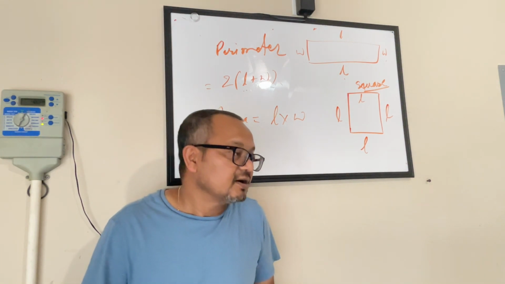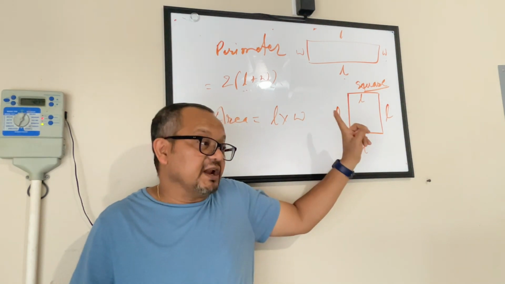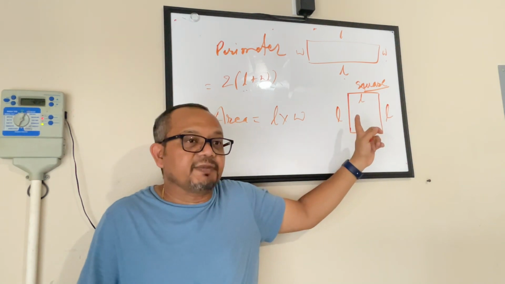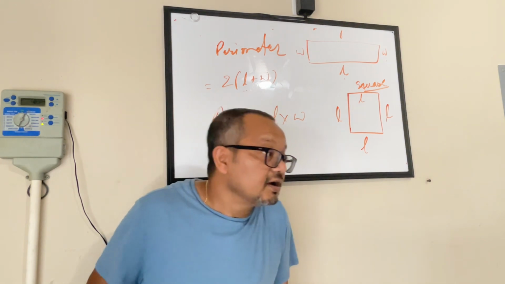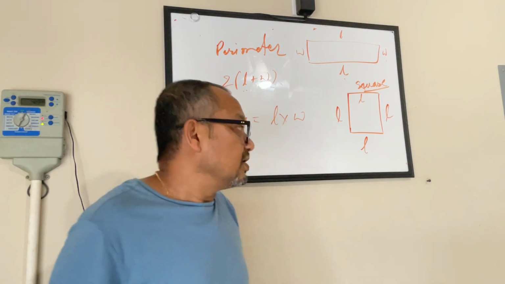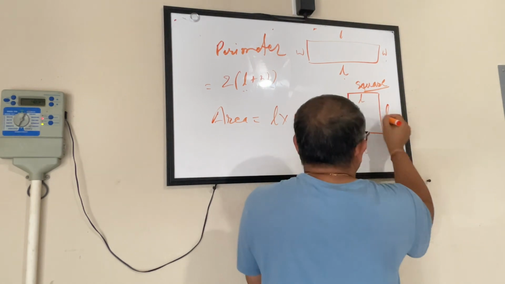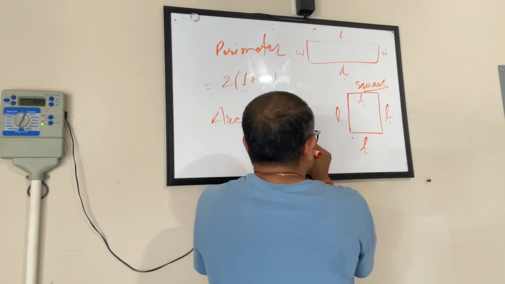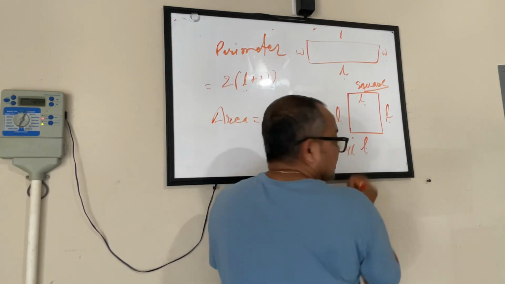Yeah? What is that? No, perimeter. Perimeter of the square. When the side is L, how much is the perimeter of a square? What is that? Yeah. 4 times length. This length plus this length, 1 length plus 2 length, 1 more length, 3 length, plus 1 more length, 4 length. So perimeter of a square will be 4 times length. Yeah?